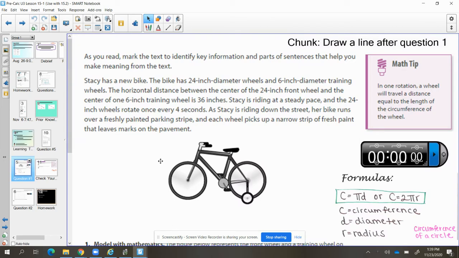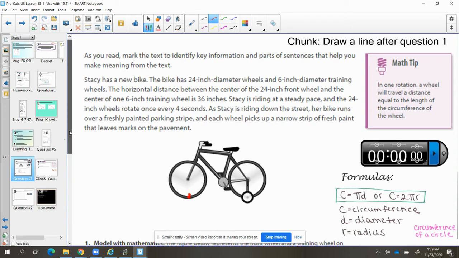We have Stacy on her new bike, and the two big wheels of her bike have a 24-inch diameter, while her training wheels have a 6-inch diameter. And it takes her 4 seconds for this wheel to roll all the way around. So Stacy's basically riding painstakingly slow. As she's going down the street, there is some freshly painted parking stripe. When she rolls over it, she's going to have this stripe of paint on her tire that will eventually go around and around.